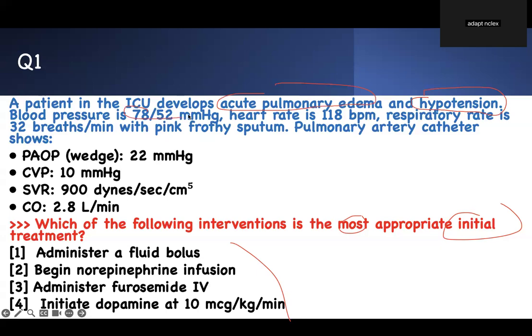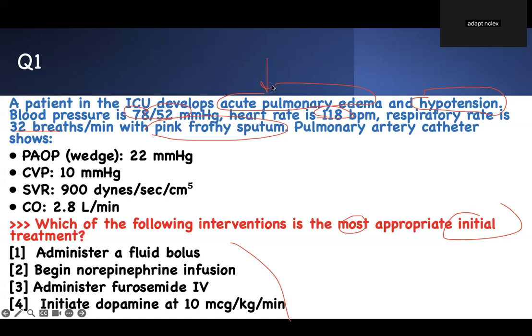Blood pressure, 78/52. Very narrow pulse pressure, right? Heart rate of what? 118. Secondary to the hypotension. Respiratory rate too high, 32, with the pink frothy sputum. This is consistent with what? Pulmonary edema is satisfying all the information they've given you.